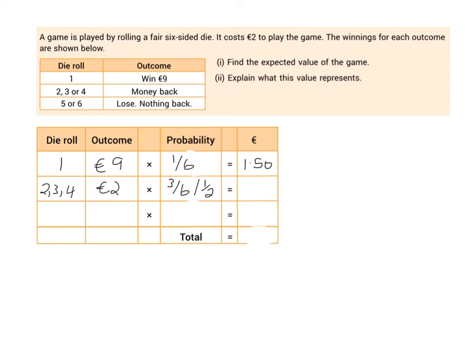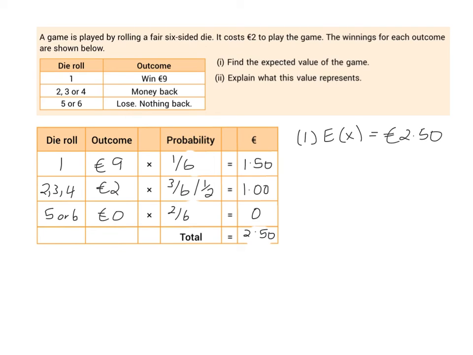The outcome of that is going to be €1, because half of €2 is €1. And a 5 or a 6 is going to leave you with nothing, or 0. The probability of a 5 or 6 is 2 out of 6, and when you multiply 0 by 2/6, you're left with 0. So the total expected value is going to be €2.50. So for part 1, our expected value is €2.50.